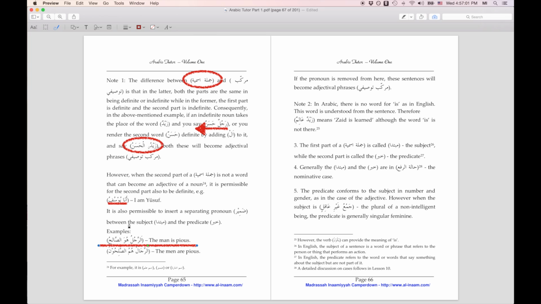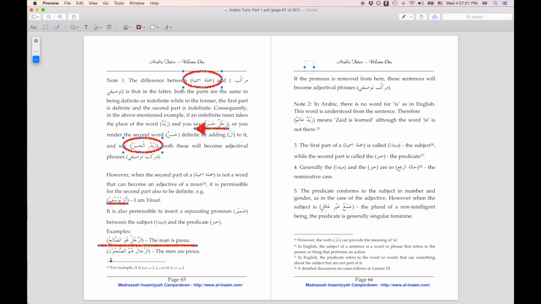If you say huwa as-salihu, he the pious, actually that's still not a complete sentence. You've got to put it as is. Just follow this rule, I guess. It's also permissible to insert a separating pronoun between the subject and the predicate. So ar-rajulu huwa as-salihu, the man is pious.